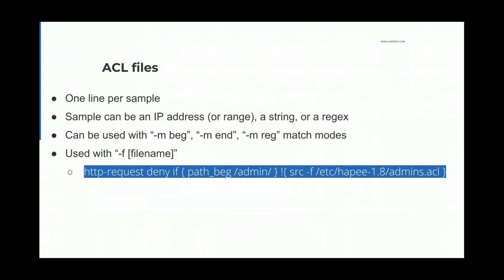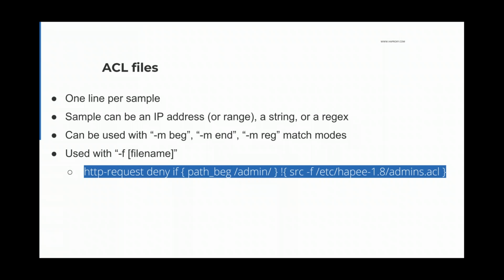ACL files are just one sample per line. You can put IP addresses, binaries, strings, or regexes. If you stick to full strings or IP addresses, HAProxy will use a binary tree during lookup. So you can have millions of entries of either IPs in maps or just plain ACLs, and HAProxy can do the lookup without any speed penalty at all. If you use beginning, end, or regex matches, HAProxy will have to process each one of them. Regex is obviously the most expensive, but it will eventually introduce a slowdown.